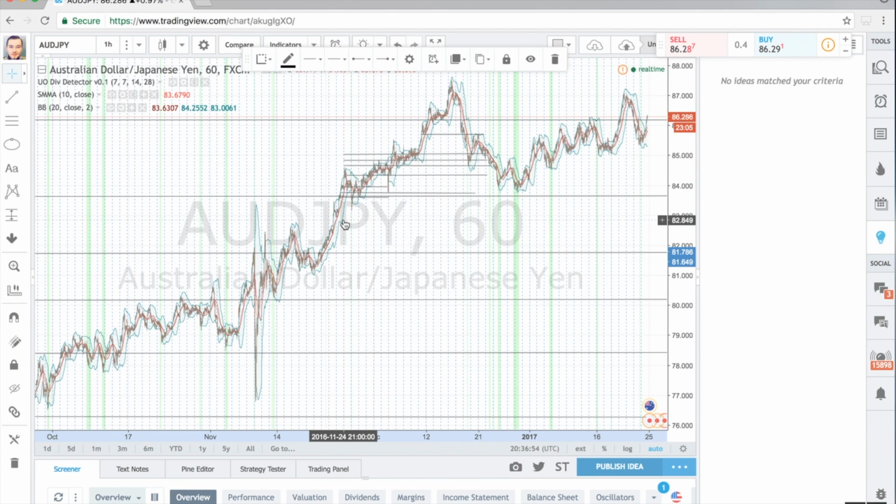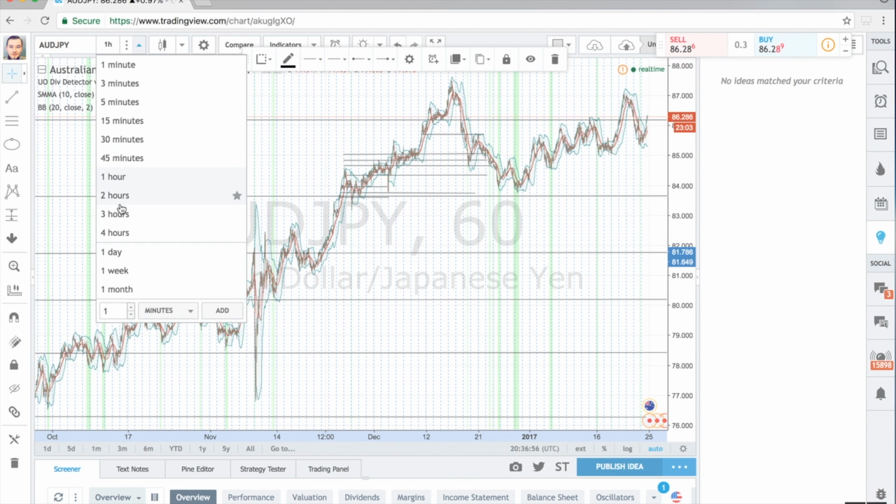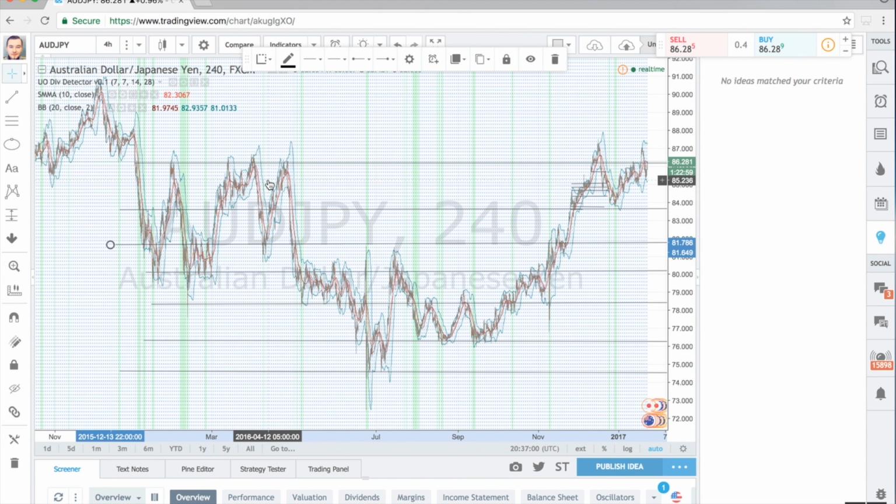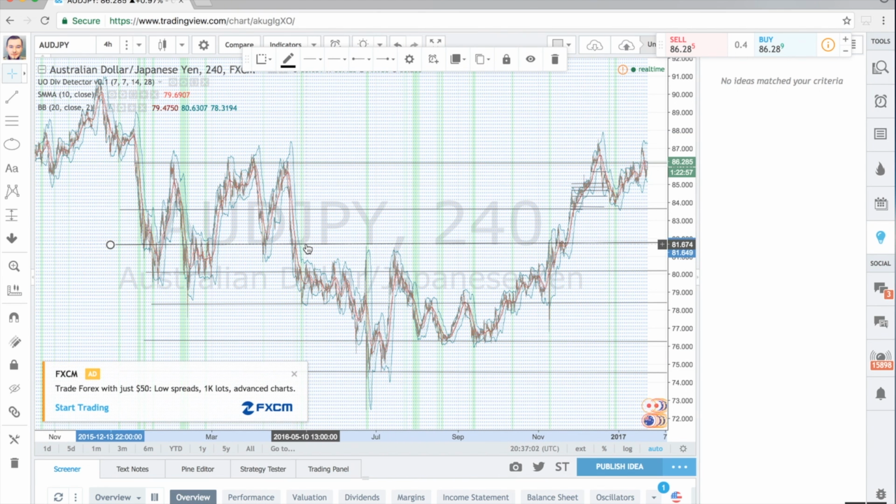You can see on the daily, or even if we go to the 4-hour, you can see a little bit more, right? So you can see a little bit clearer each time you zoom in. And that's all it is. You're zooming in. And then you just keep doing this.